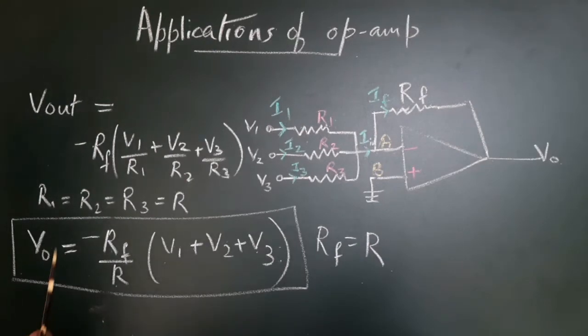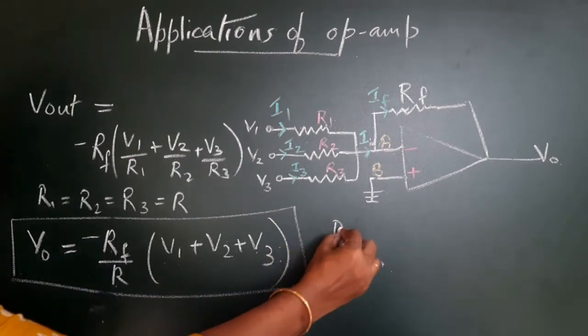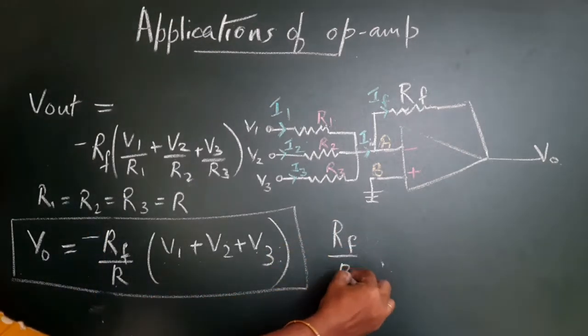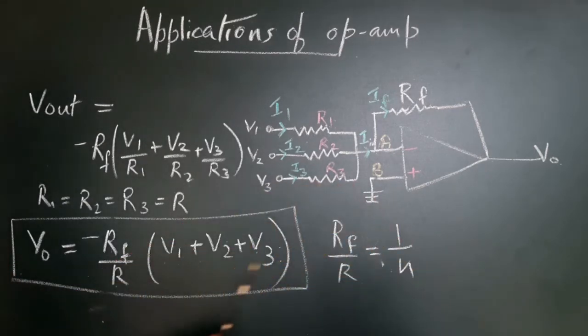In fact, we can even convert this basic relation and circuit into an averaging amplifier if we use the scaling factor RF by R. If RF by R is equal to 1 by N, where N is the number of inputs.